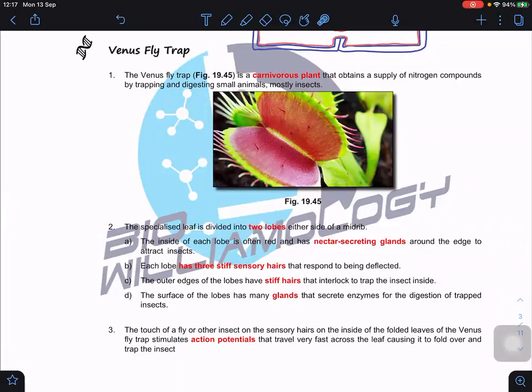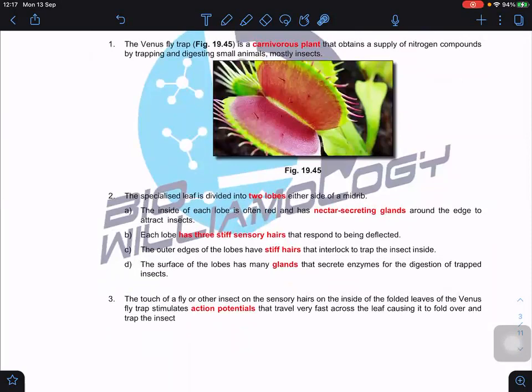and trap the insect inside. Now we can see that the specialized leaf is divided into two lobes, and each lobe has a red color and nectar-secreting glands around the edge to attract the insect. Each lobe has three stiff sensory hairs that respond to touch or deflection. The outer edge of the lobe also has stiff hairs that interlock to trap the insect inside. The surface of the lobe also contains glands that secrete enzymes that digest the trapped insect.